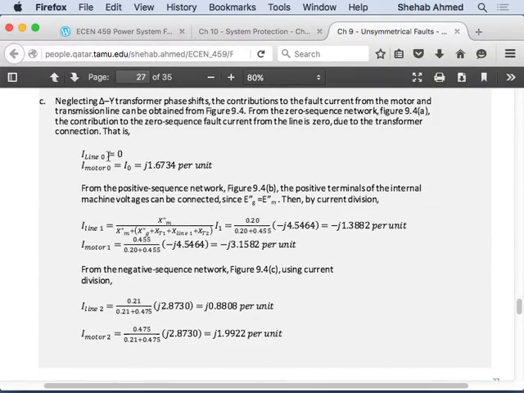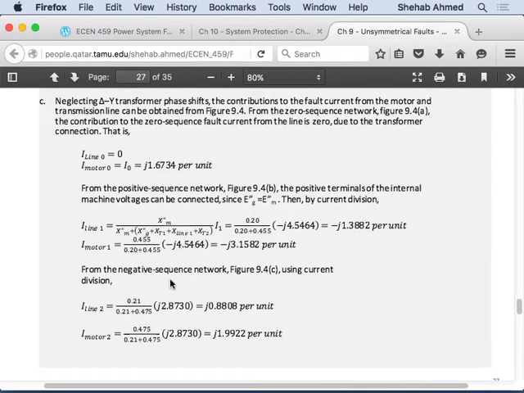So they did it for the zero sequence current, motor and transmission line. Positive sequence current, motor and transmission line. The line's contribution is equal to the positive sequence current multiplied by the opposite impedance over the sum of the impedances. Right? And then here, same thing. This is for the line and for the motor. For the motor, the motor's contribution to the positive sequence current is equal to the positive sequence current multiplied by the opposite impedance over the sum of the two impedances. Right? So that's the current divider.